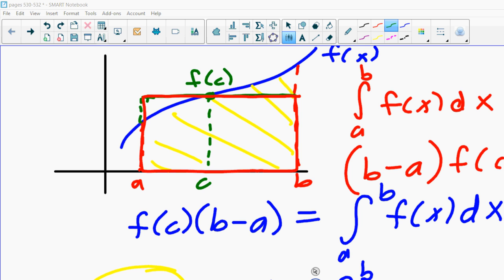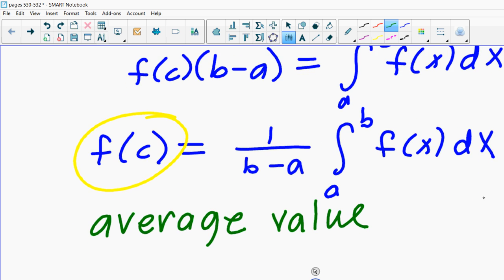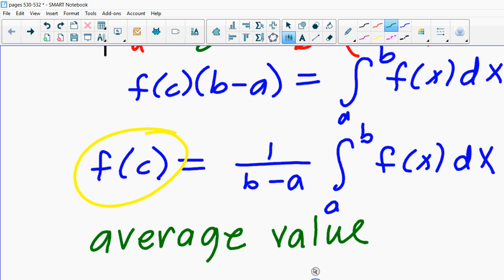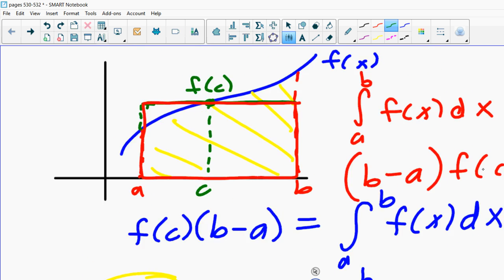That height of that rectangle is what we call the average value. It's 1 over b minus a times the integral from a to b of f of x dx. It'll roll off your tongue. Okay, you got it? Now let's go to your notes.